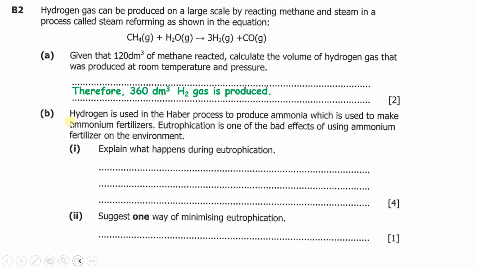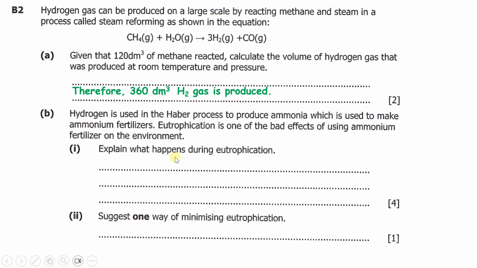Now we come to B, which says hydrogen is used in the Haber process to produce ammonia, which is used to make ammonium fertilizers. Eutrophication is one of the bad effects of using ammonium fertilizer on the environment. Okay, let me read again. Hydrogen is used in the Haber process to produce ammonia, which is used to make ammonium fertilizers. Eutrophication is one of the bad effects of using ammonium fertilizer on the environment.